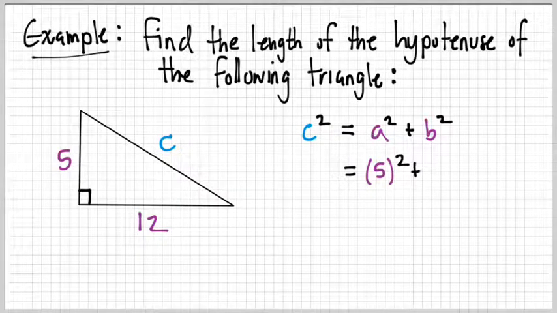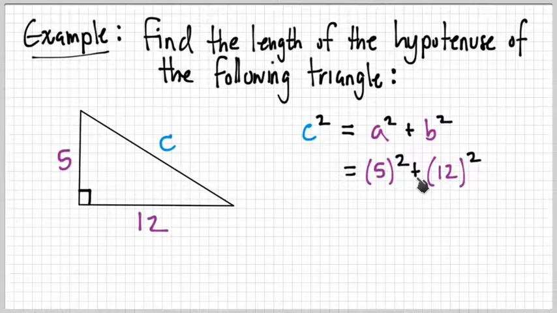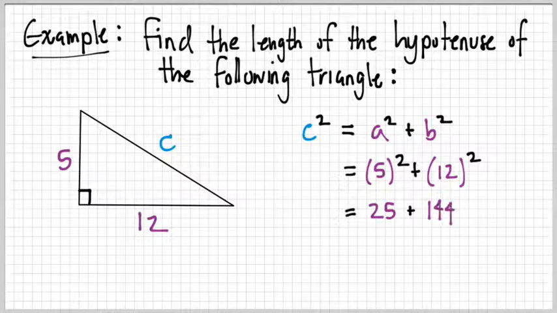Now it doesn't matter. I could have put 12 here and 5 there because we're just adding them, and when you add things you can do it in either order. So between A and B it doesn't really matter. Typically A is used to represent the shorter one, but it's not a big deal. Now we just simplify this. 5 squared is 25 and 12 squared is 144, and we add those together and get 169.